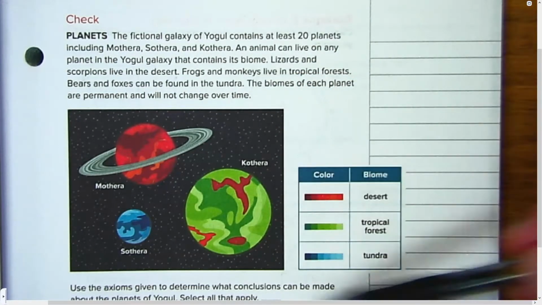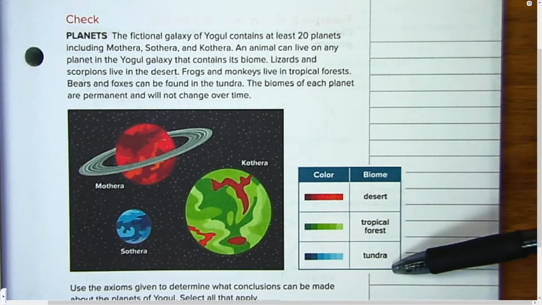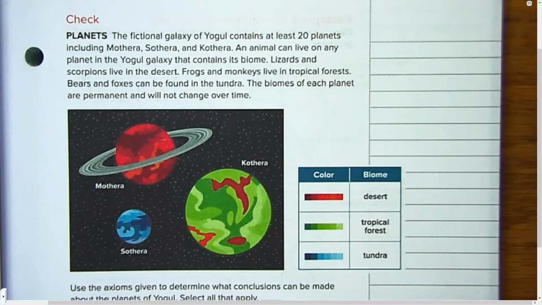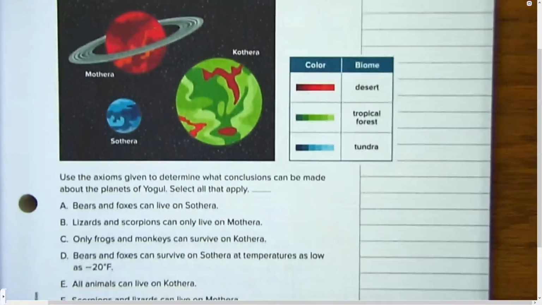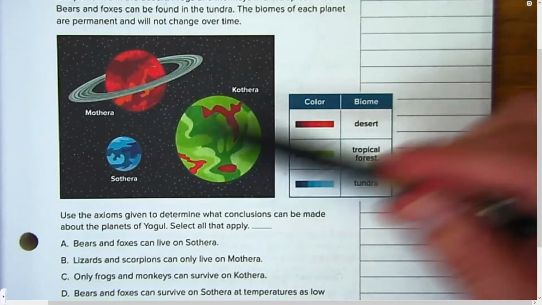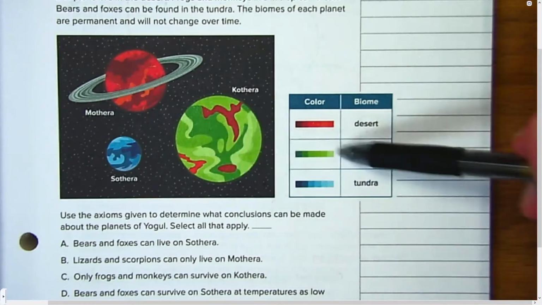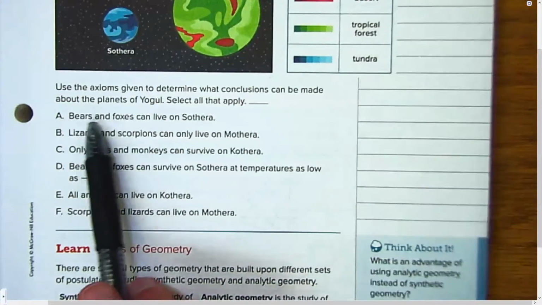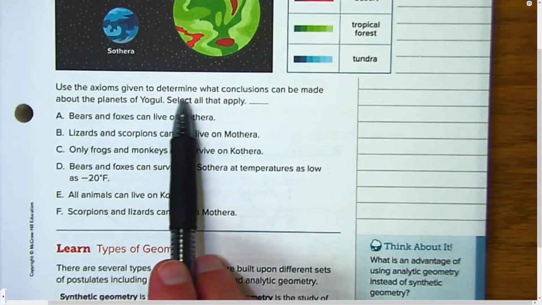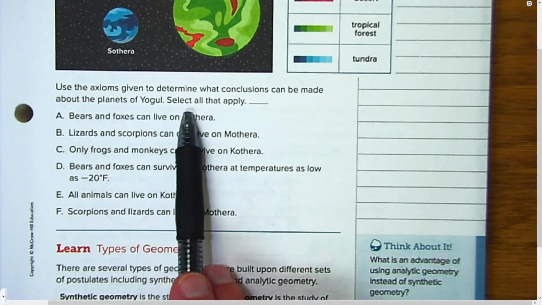And we're using this table to define what a desert, a tropical forest, and a tundra look like. Once again, I might encourage you to label and draw lines to show which each one is, so you don't have to go back and forth from the table. Use the axioms given to determine what conclusions can be made about the planets of Yogol. Select all that apply.